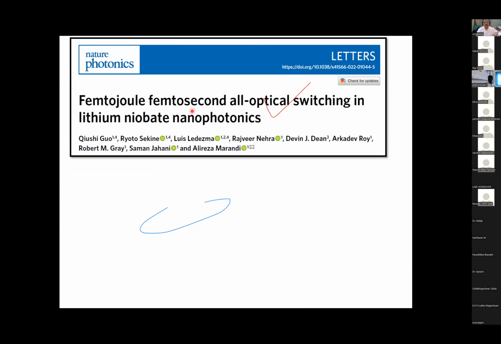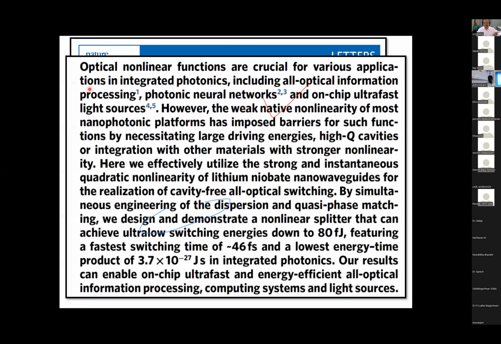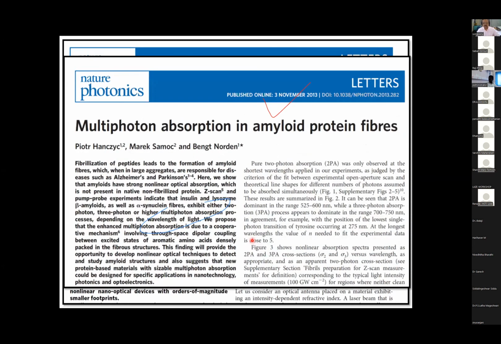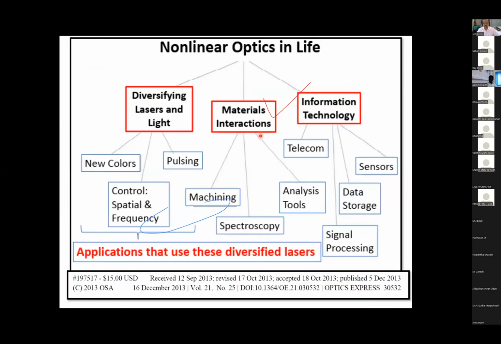So people have now made lithium niobate based materials, which talk of extremely fast optical switching at extremely low energies. They use second order nonlinearity, and they use only femtojoules, and time response is 46 femtoseconds. So these are the materials which will be used in future communication devices. New materials which are called epsilon near zero, where epsilon becomes more or less zero at that particular wavelength. Multiphoton absorption, protein fibers, a variety of materials. Probably we'll hear a little bit in the evening about this.